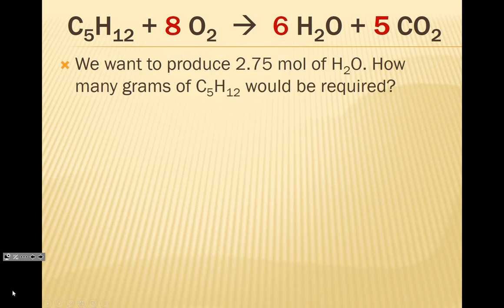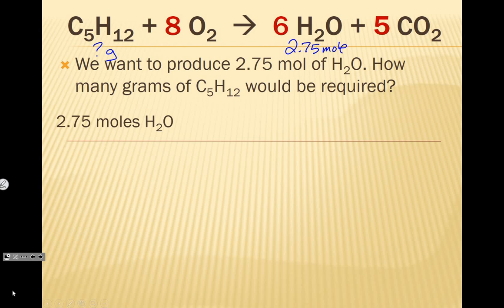Okay, here's our equation again. We want to produce now 2.75 moles of water. How many grams of pentane would be required? So we're going to always start with what we're given, 2.75 moles. Since it's in moles, I can go right to the ratio, right to the equation.